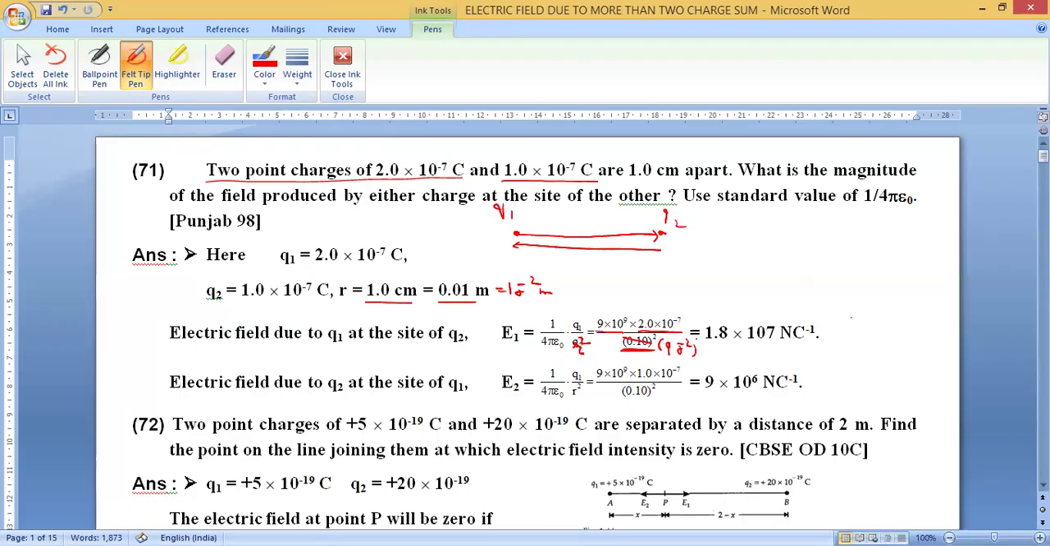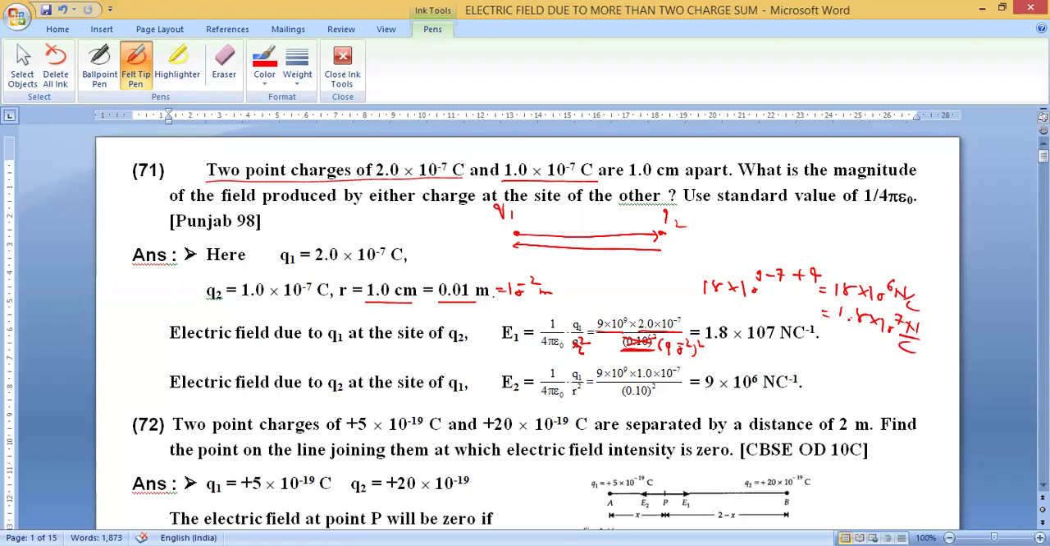10 is to minus 2 square. So right here, 9 into 2, 18, 10 is to 9 minus 7 plus 2, minus 2 plus 2, minus 2 into 2 minus 4. We take in a numerator 18 into 10 raised to 9 minus 7 plus 4. So 9 minus 7 plus 4 means 18 into 10 raised to 6 Newton per Coulomb, which means 1.8 into 10 raised to 7 Newton per Coulomb.